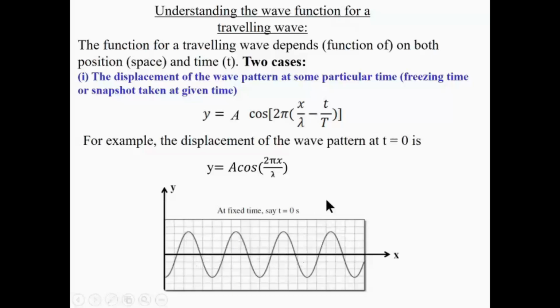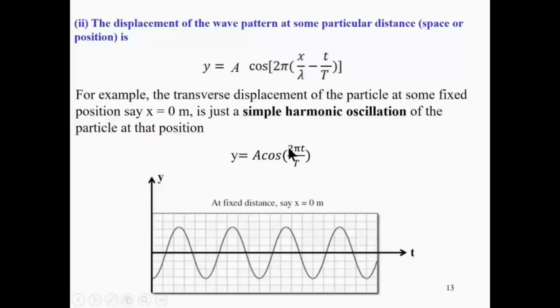Now you see the second part. You can check the oscillating particles of the wave at a fixed position x. Just pick some position, let's say x is equal to 0 for simplicity, and then it becomes a simple harmonic oscillator. For a given position, x is 0, x is 1 meter, if you look at the particle, it's just a simple harmonic oscillation. So this is just y versus t.